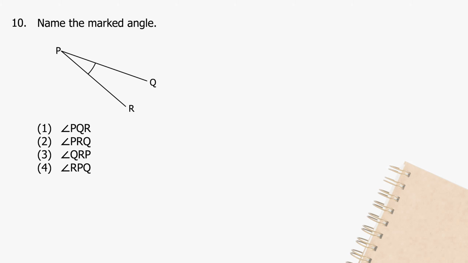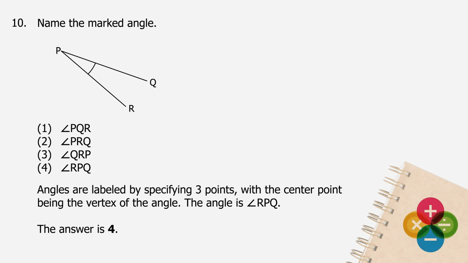Question 10. Name the marked angle. Angles are labeled by specifying 3 points, with the center point being the vertex of the angle. The angle is angle RPQ. The answer is 4.